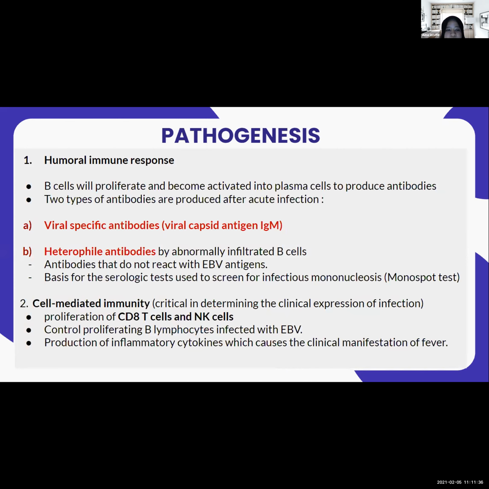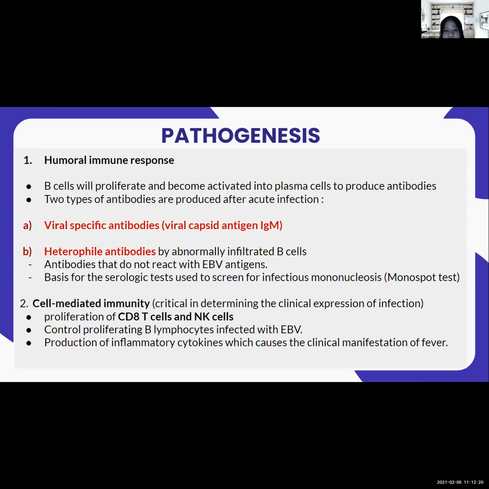There are primarily two types of antibodies that will be produced. The first one is antibodies against specific antigens of the virus, such as viral capsid antigen IgM, which is present in acute infection. The second one is heterophile antibodies. These heterophile antibodies are produced by abnormally infiltrated B cells. Heterophile antibodies do not react with the EBV antigen, but react with non-specific cells such as erythrocytes from mammals. These heterophile antibodies are used as the basis for serologic tests to screen for infectious mononucleosis through a test called the monospot test.